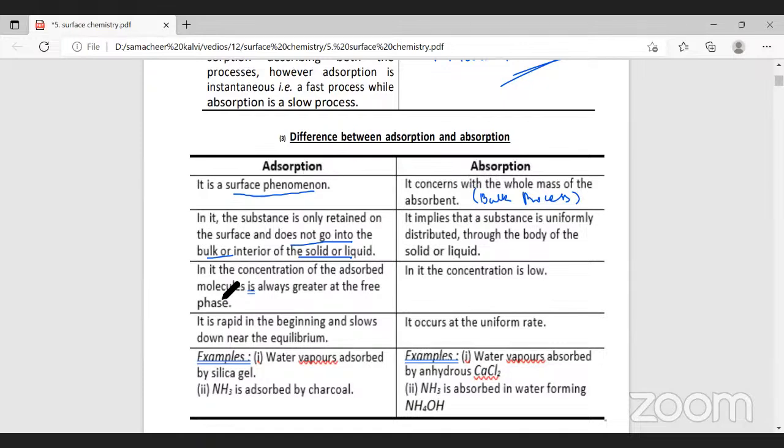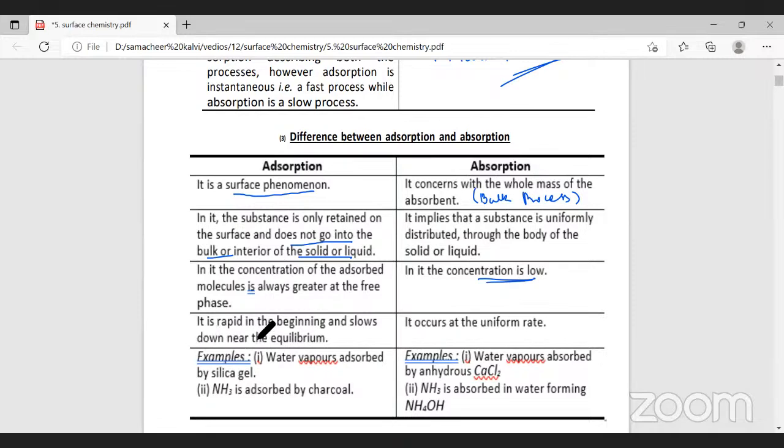In case of adsorption, the concentration of the adsorbed molecules is always greater at the surface than in the free state. So for chalk particles, before adsorption, the concentration will be more in the free state. In case of absorption, the concentration is the same throughout.